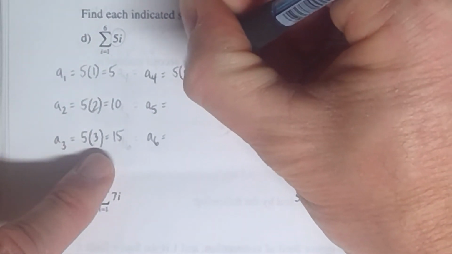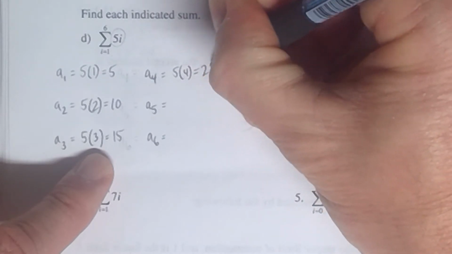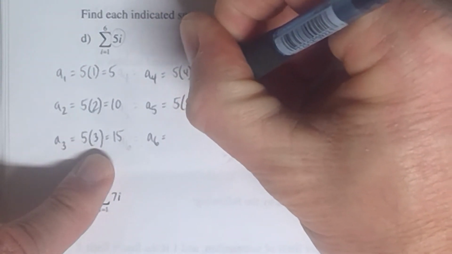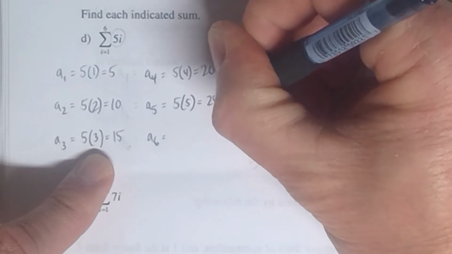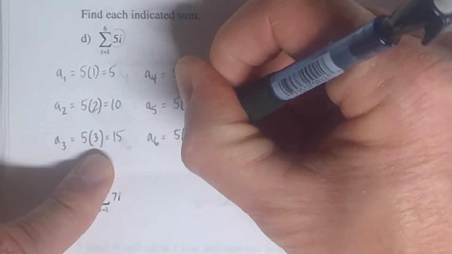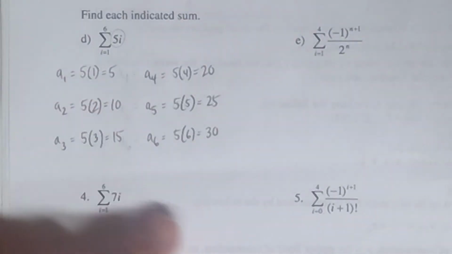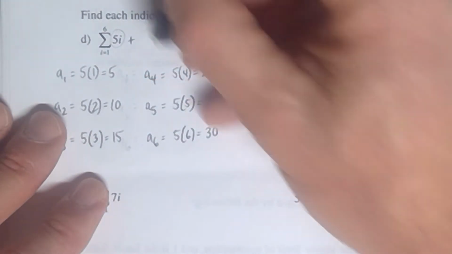So a_4, 5 times 4 is 20. For a_5, again, you're plugging into the 5i expression there, so 5 times 5 is 25. And finally, 5 times 6 is 30. So what we need to do now, you guys, is add up all of these things.